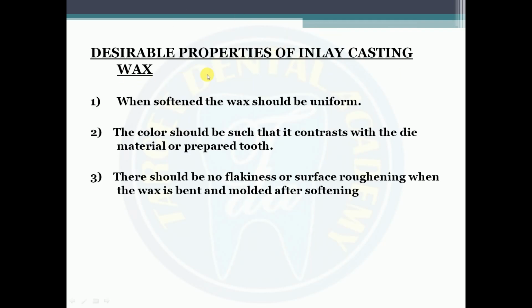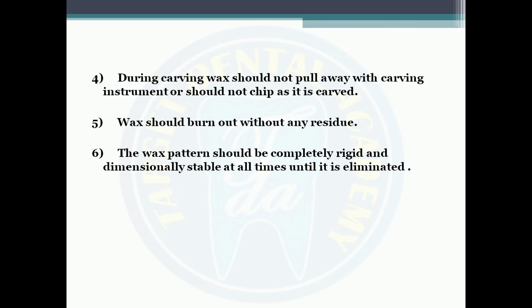Coming on to the desirable properties of the inlay casting wax. When softened, the wax should be uniform. These are the ideal properties of the inlay wax. The color should be such that it contrasts with the die material or prepared tooth. There should be no flakiness or surface roughening when the wax is bent and molded after softening. During carving, wax should not pull away with the carving instrument or chip as it is carved.